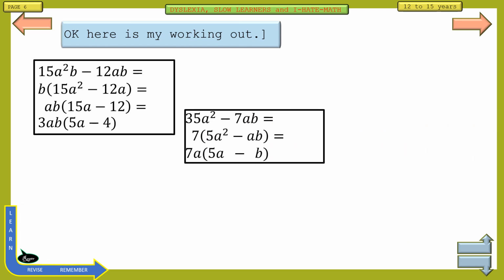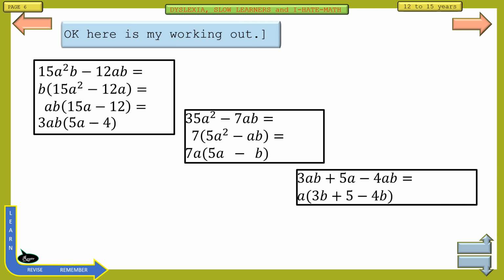The second equation was 35a squared minus 7ab. I took the 7 outside because that is a common factor of 35 and 7. So now I have 7 into 5a squared minus ab. Obviously a is a common factor, so now the answer is 7a into 5a minus b.